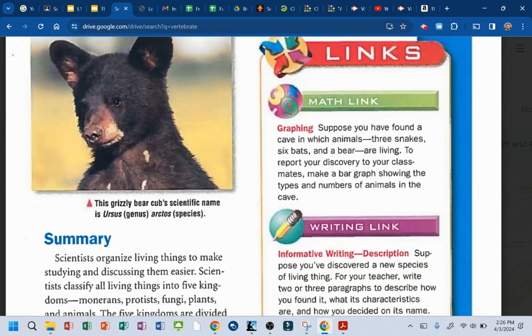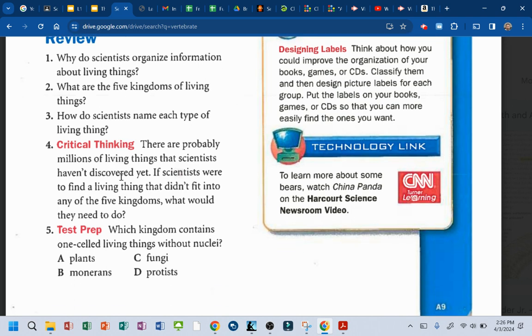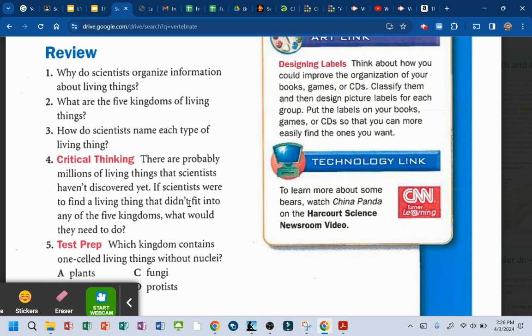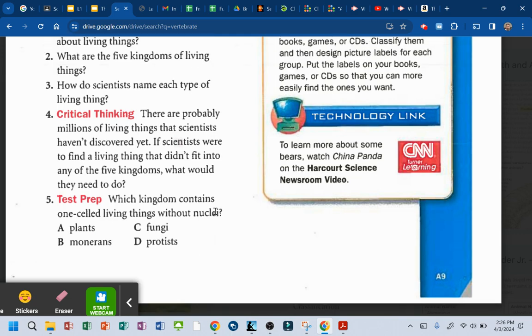All right. So I'll read you review questions. Review. Why do scientists organize information about living things? What are the five kingdoms of living things? Now there's six, so you're going to have to use the video. How do scientists name each type of living thing? Critical thinking. There are probably millions of living things that scientists haven't discovered yet. If scientists were to find a living thing that didn't fit into any of the five kingdoms, what would they need to do? Well, that's interesting because I just told you it went from five to six. Test prep. Which kingdom contains one celled living things without a nuclei? All right, well, there it is.